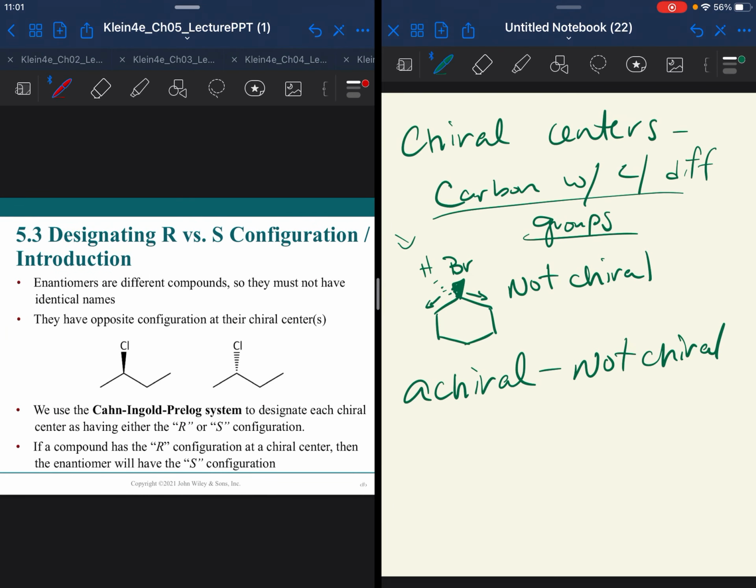Now, in the next video, we're going to talk about how to handle chiral centers in naming. They do have some different properties, so it is important that we are able to give them different names.